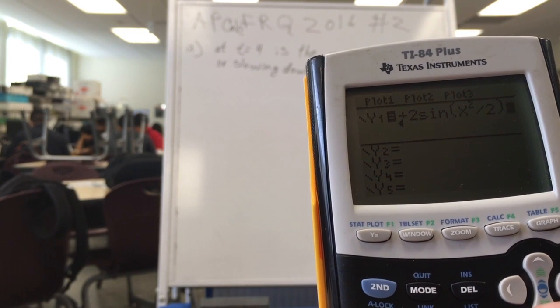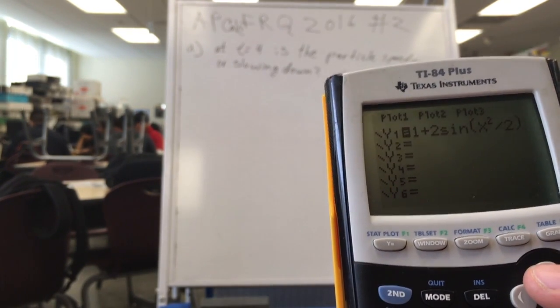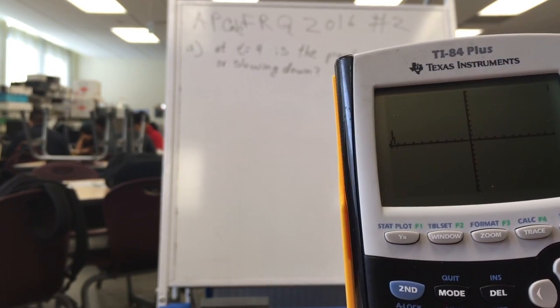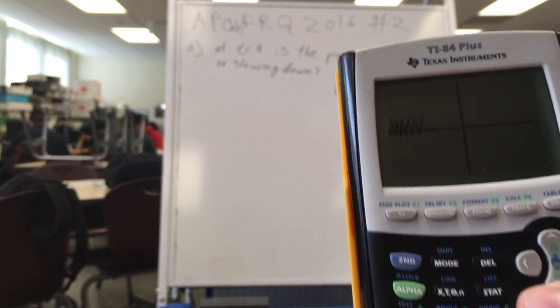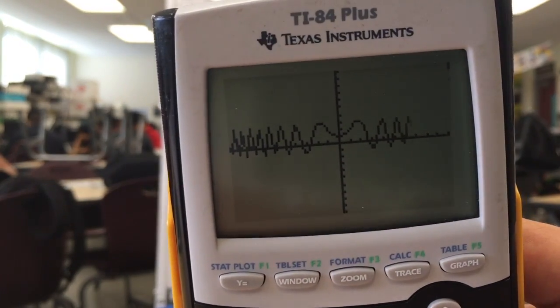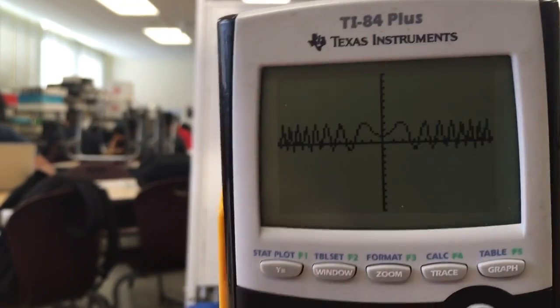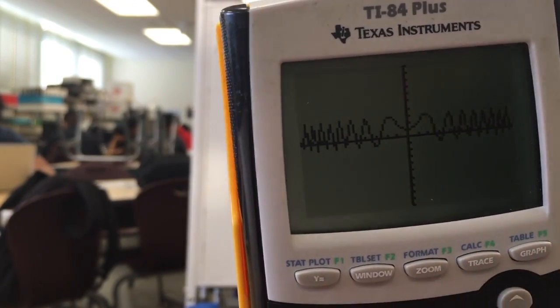And then what you want to do from there is graph it. Also make sure you're typing it right, because if you make a little mistake, it's going to change the whole graph.